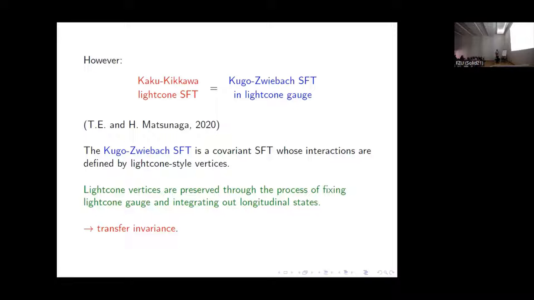So what this shows is that the vertices of light cone string field theory are preserved through the process of fixing light cone gauge and integrating out the longitudinal states. So this is a remarkable fact, which we refer to as transfer invariance. So in some sense, the process of homotopy transfer preserves the A infinity structure, for those who know what that means.